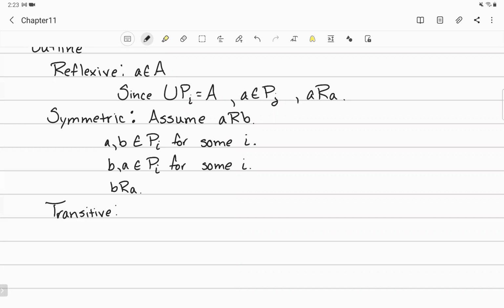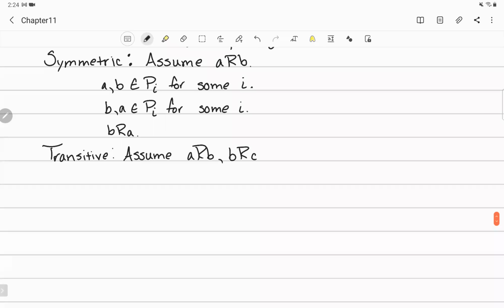Okay, so transitive. We'll assume A is related to B, and B is related to C. All right, here's where we've got to be a little careful. So the first one means A and B are in some P_i, right? The second one means B and C are in some P_j. What property of partitions guarantees that those are the same thing?